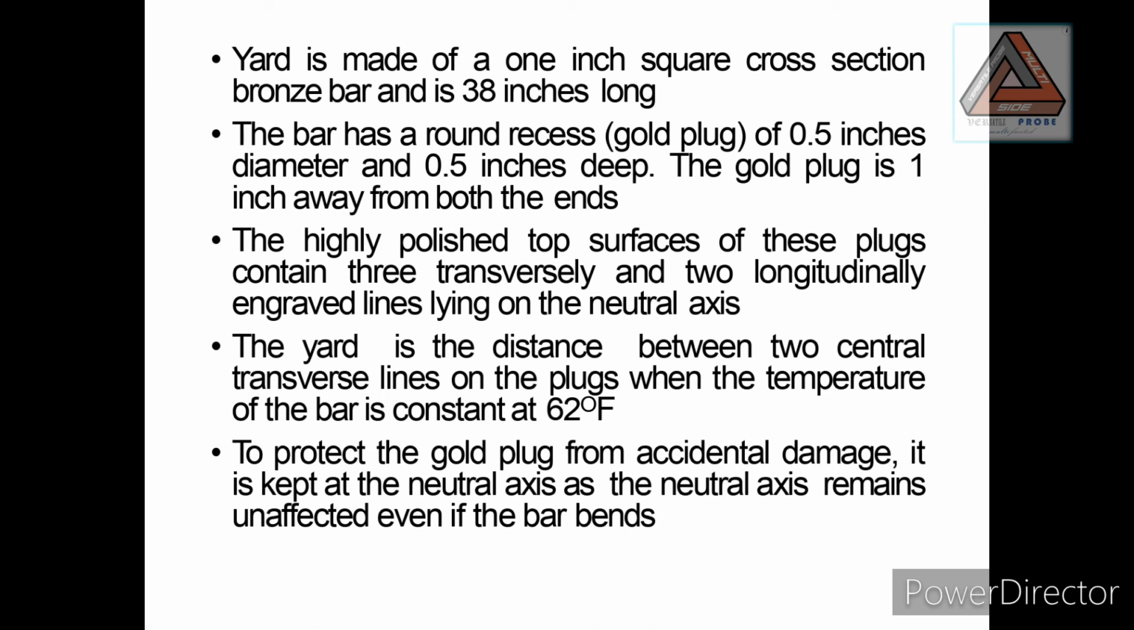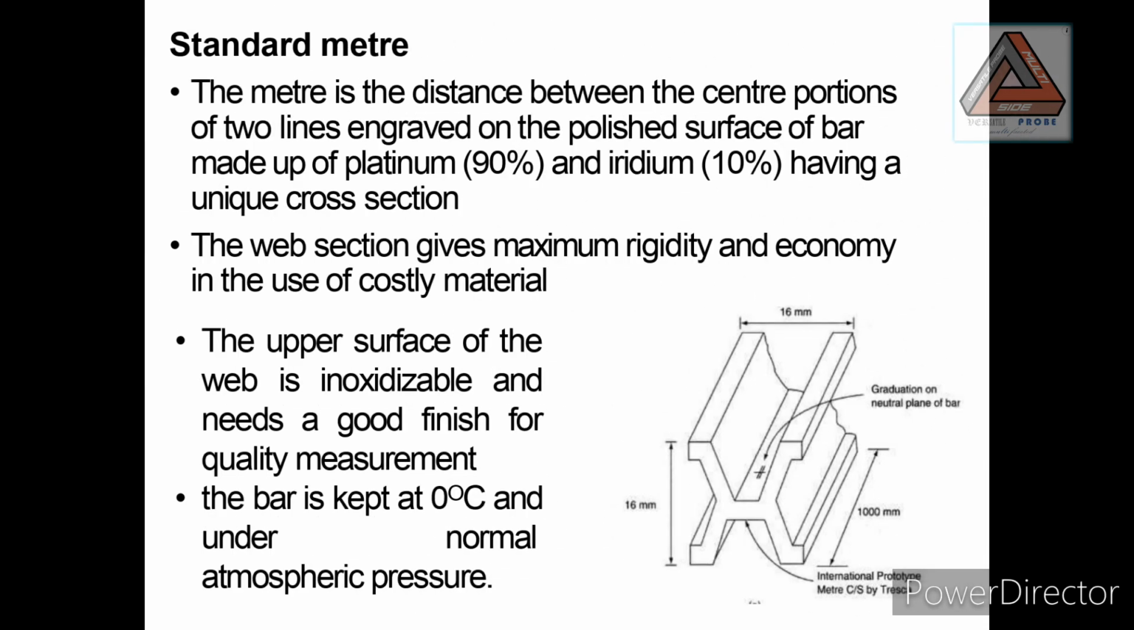So, the yard is made up of a 1 inch square cross section bronze bar, and is 38 inches long. The bar has a round gold plug of 0.5 inches diameter and 0.5 inches deep. The yard is the distance between two central transverse lines on the plugs when the temperature of the bar is constant. To protect the gold plug from accidental damage, it is kept at the neutral axis, as the neutral axis remains unaffected even if the bar is bent.